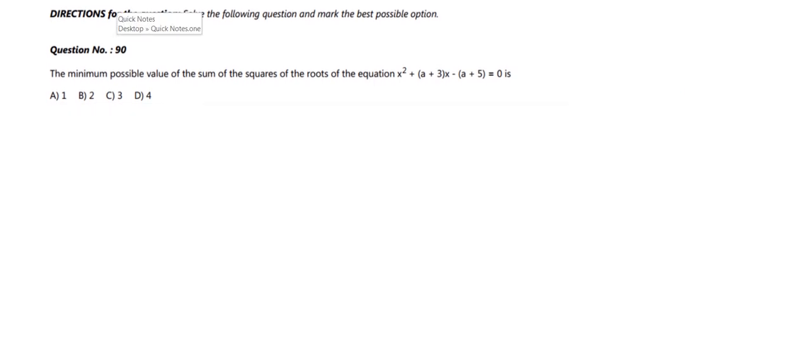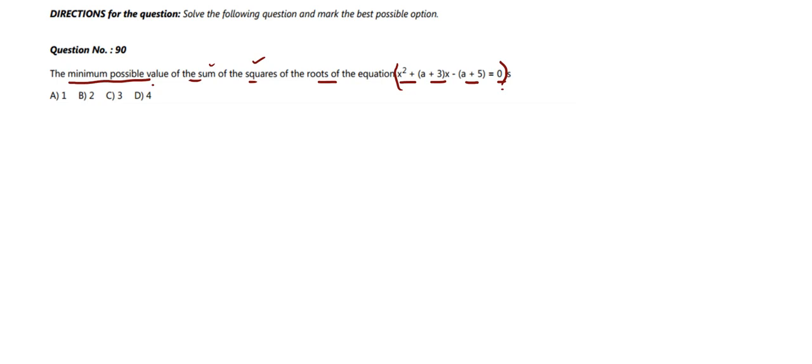So question 90 says, the minimum possible value of the sum of the squares of the roots of the equation x square plus (a plus 3) into x minus (a plus 5) equal to 0. So here we have been given an equation and we need to find the sum of the squares of the roots of the equation. First we need to find the roots, then we will square them and then we will find the sum. We don't need to find these values, but we need to find the minimum possible value of the sum.